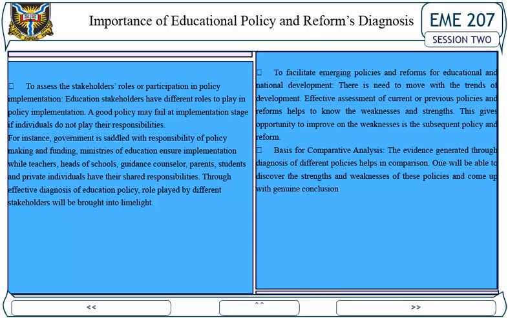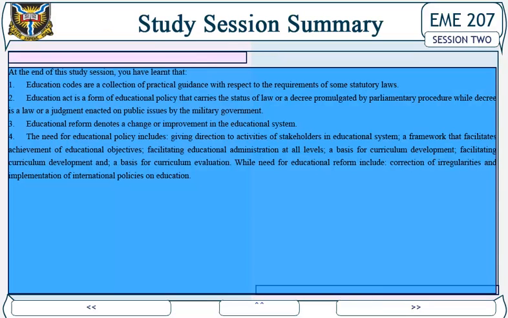To facilitate emerging policies and reforms for educational and national development, there is need to move with the trends of development. Effective assessment of current or previous policies and reforms helps to know the weaknesses and strengths. This gives opportunity to improve on the weaknesses in the subsequent policy and reform. Basis for comparative analysis: the evidence generated through diagnosis of different policies helps in comparison. One will be able to discover the strengths and weaknesses of these policies and come up with genuine conclusions.